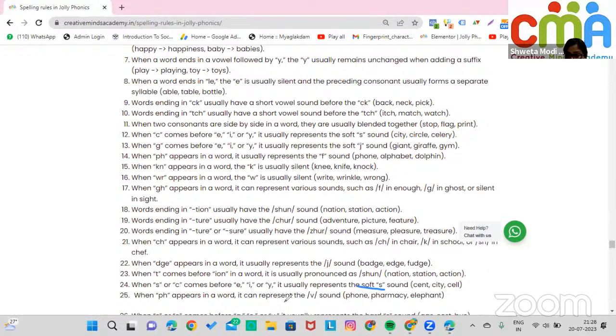When PH appears in a word, it can represent the f sound: pharmacy, phone, elephant. This is again a mistake. There will be F, not A. So 24th and 25th, we don't have to do. We have done this.